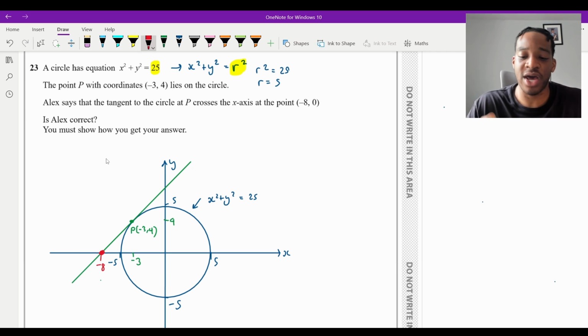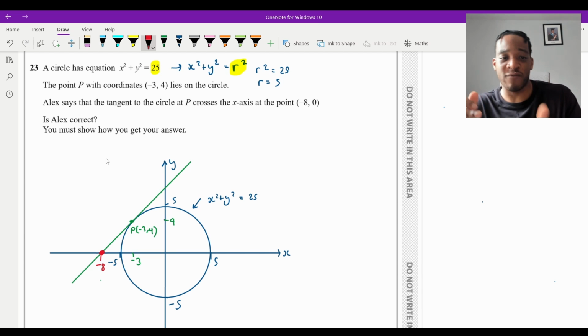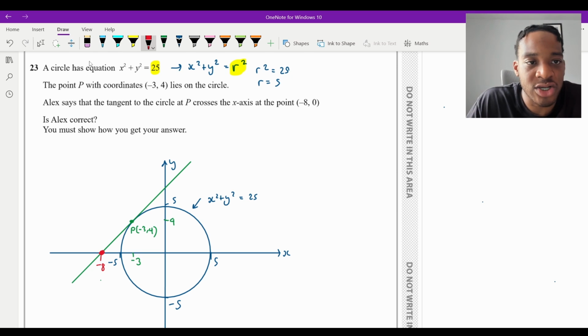So again, let's just run through that. You need to remember the general formula for the equation of a circle, x squared plus y squared is equal to r squared. You need to remember the circle theorem, that the radius and the tangent meet at 90 degrees. And you need to remember perpendicular lines, that the gradients are the negative reciprocal of one another. So just make a note of those 1, 2, and 3 things, and you'll be fine with this question. So let's go ahead and do that.